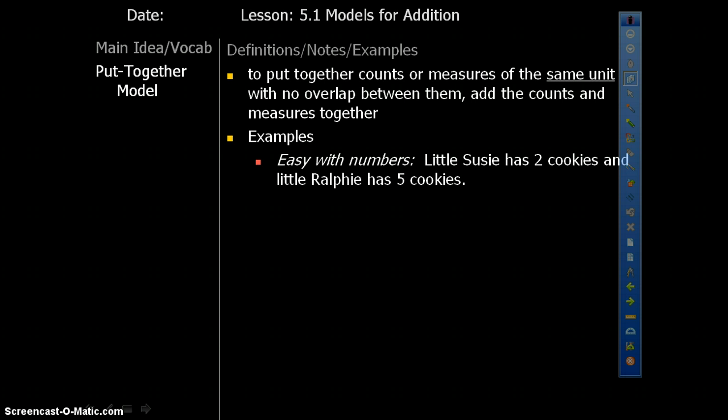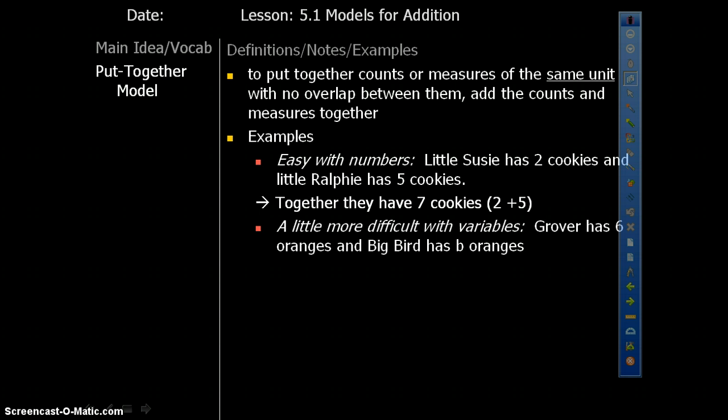An example, we saw an example of this in the warm-up. It's super easy when we're talking about numbers. Little Susie has 2 cookies and little Ralphie has 5 cookies. How many cookies do they have together? 7. Kind of a no-brainer, 2 plus 5. This is actually not much more difficult, but slightly more difficult to wrap our brains around the idea. It's a little more difficult with variables.